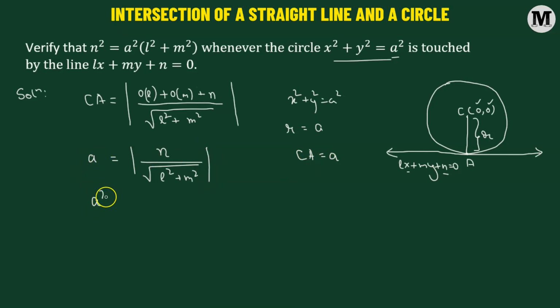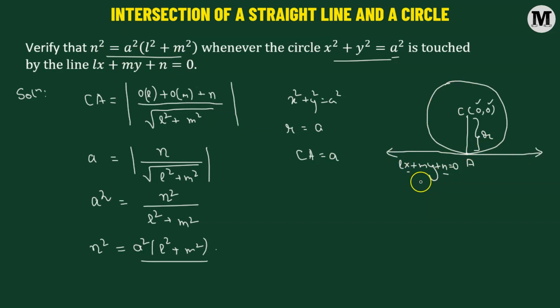So let's get rid of the absolute value by squaring both sides. So we get a squared equals n squared divided by l squared plus m squared. Now when we rearrange the terms, we get n squared equals a squared multiplied by l squared plus m squared. So we have obtained the condition which is verifying the fact that the circle is indeed being touched by the line whose equation is given to us at a point A, or we can say that the line is tangent to the circle whose equation is x squared plus y squared equals a squared.